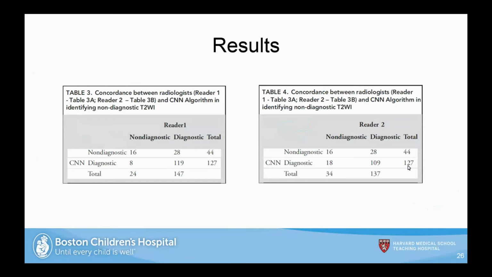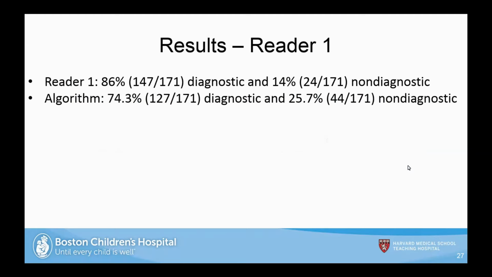So these are the results. This is the confusion matrix that they produced. I'll just go through them pretty quickly. So for reader one, they labeled that 86% of the images were diagnostic, but the algorithm said that 74% were diagnostic. And then the reader said that 14% were non-diagnostic versus 25% as non-diagnostic. So there is a difference between the two.